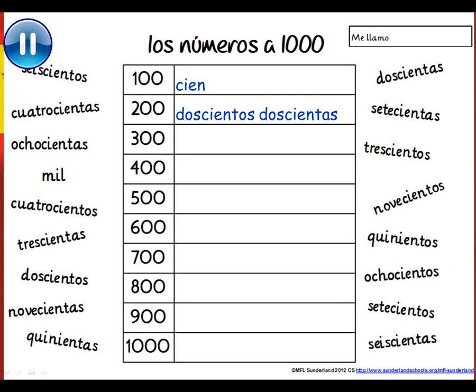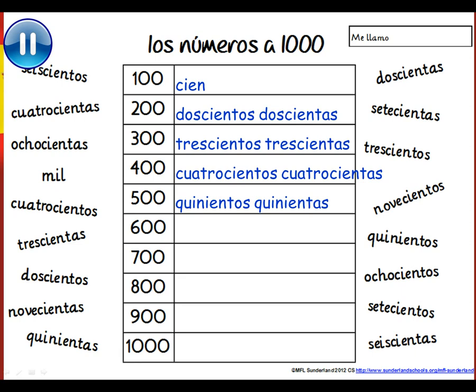Then 300, what do you need? Have you found it? Trescientos and trescientas. So we've got tres for 3, cientos for 100. The next one, cuatrocientos and cuatrocientas. So cuatro for 4, cientos for hundreds. What about the next one? Did you find that? It's quinientos, quinientas. So 200, 300, and 400 had a lovely pattern for us, didn't they? They had dos, tres, and cuatro with the word cientos for hundreds after it. But this one, the word cinco for 5, is nowhere in sight. It's different.